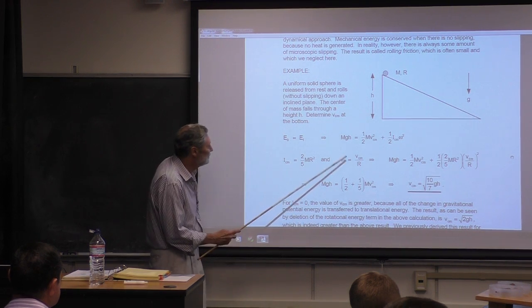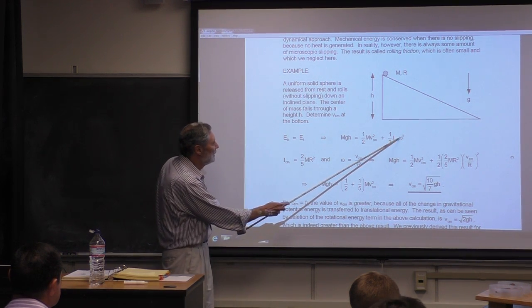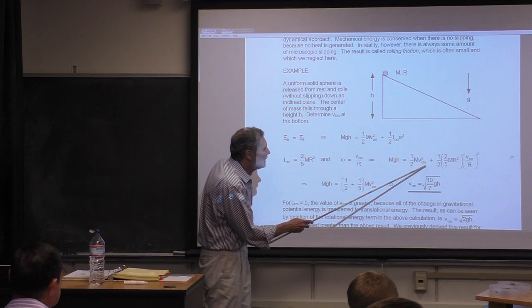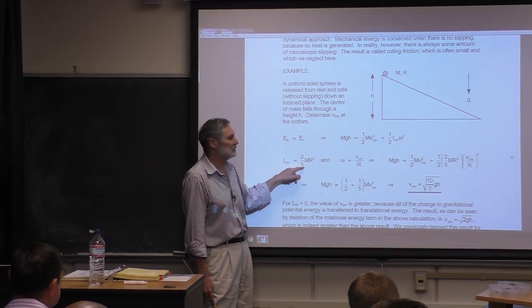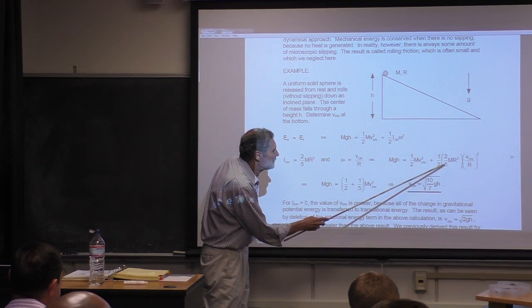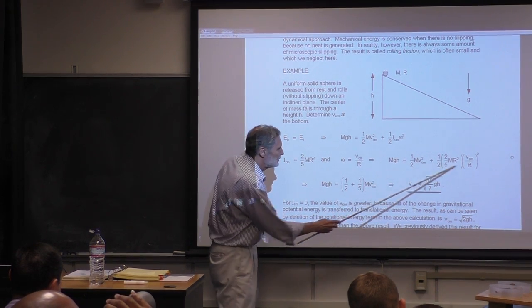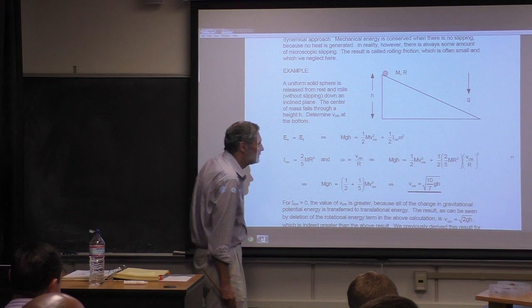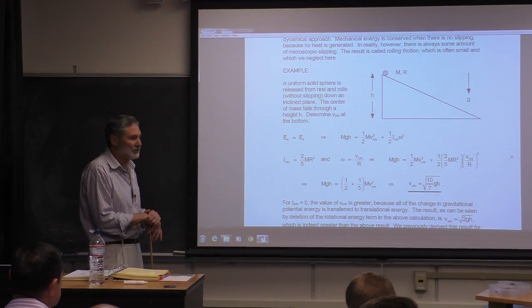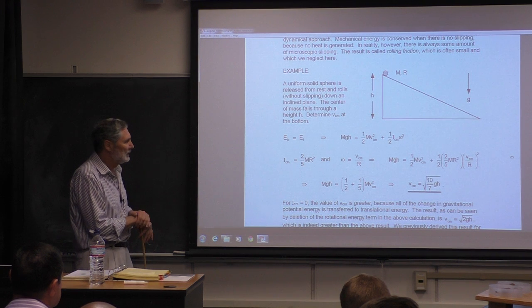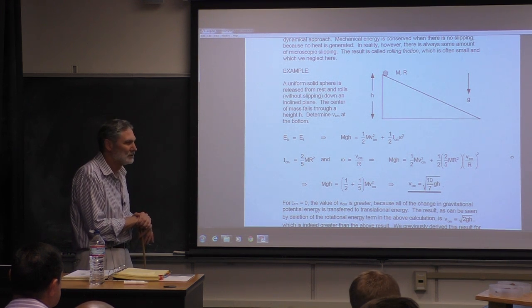When you substitute this in here, and we substitute in the moment of inertia of a sphere, this is a uniform solid sphere, energy conservation tells us this has to be true. And now we can solve for the velocity of the center of mass at the bottom. And there's the expression: it's the square root of 10/7 gh.